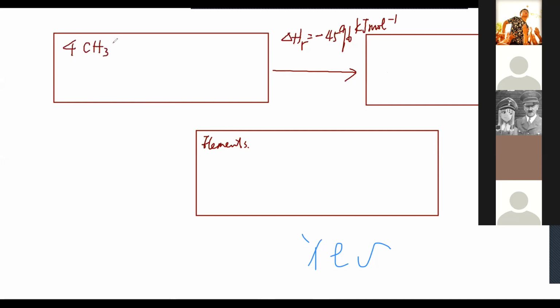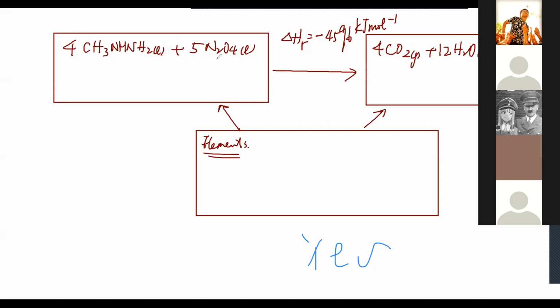So there should be 4CH3NHNH2 plus 5N2O4 liquid, okay, to form what? 4CO2 gas plus 12H2O steam, and together with 9N2. Okay, so the remaining, you may get it as the formation of elements.